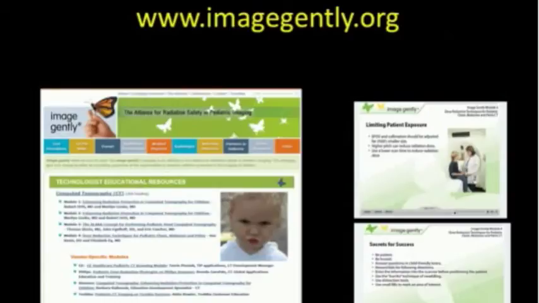Here are educational resources for technologists, all about CT scans. These are all specific modules for different vendors. So if you have a GE CT scanner, you can go click on this, and you can get lots of information about that. If you have a Siemens, you can click on this, and it will talk about improving radiation safety in your department for CT imaging. And then there's lots of other different things here. They give you things about limiting patient exposure and tips and secrets of success of how to successfully do imaging in a very safe manner in your department.